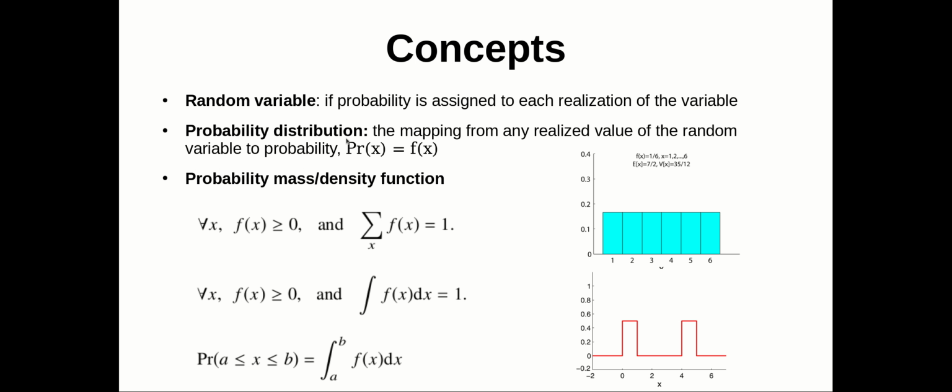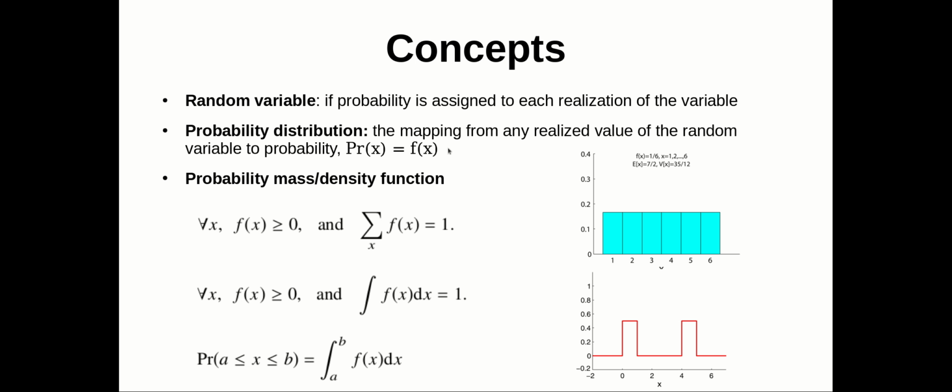So Pr(X = x), where x is any of those realized values, right? The probability of taking on any of those realized values equals f(x). f(x) is a function of x, right? And f(x) is considered to be the probability distribution. Right? It's a mapping between the probability, right?